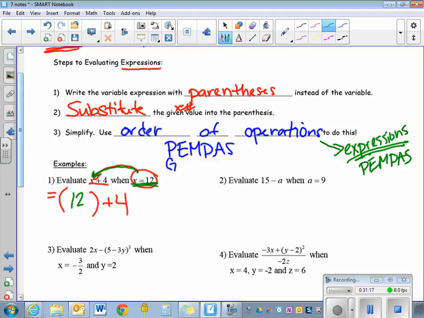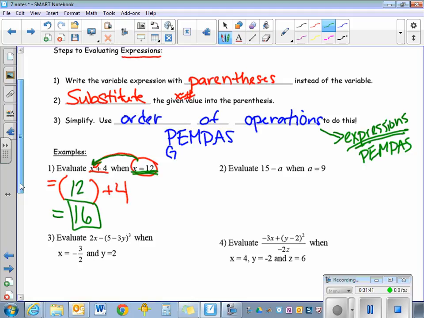Right, so then we use order of operations. Well, there's only one operation, addition. So there's not much of an order to choose from. Just do 12 plus 4, which is 16. So what we're saying is, this expression x plus 4 is equal to 16 when x is 12. Questions on that?